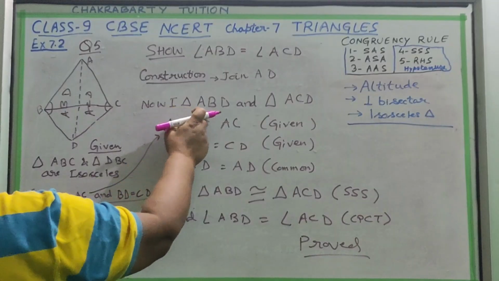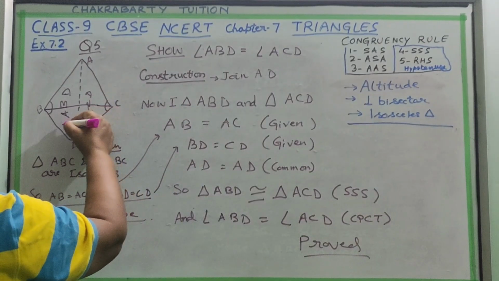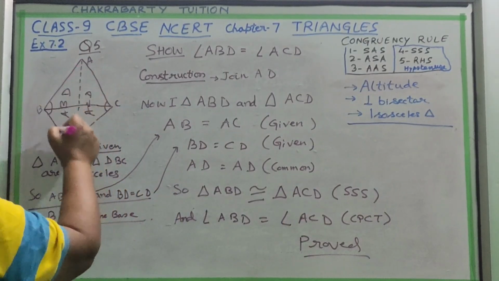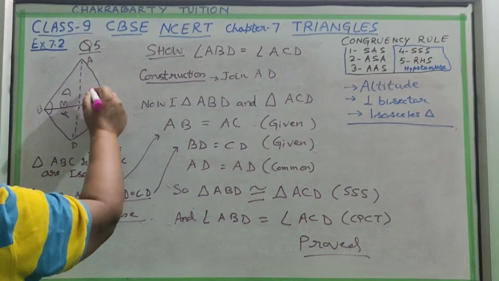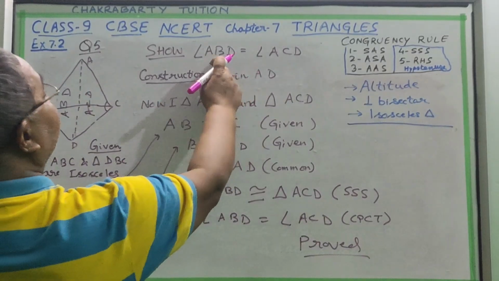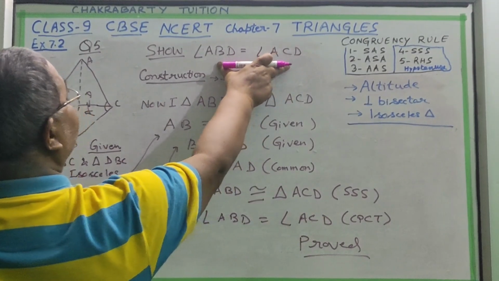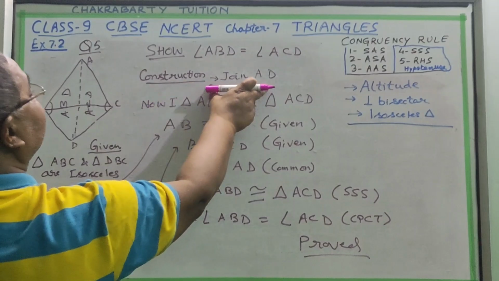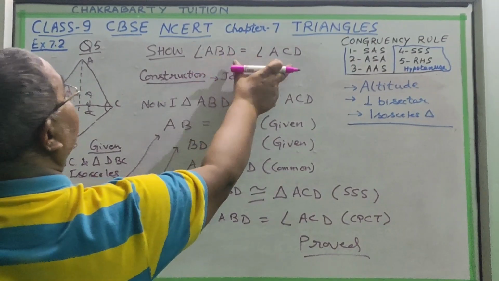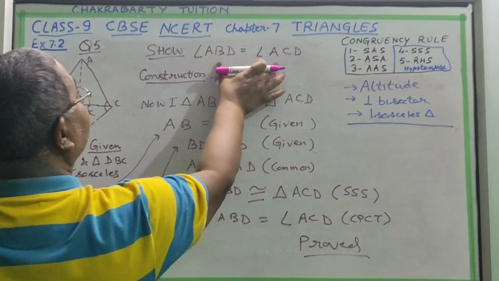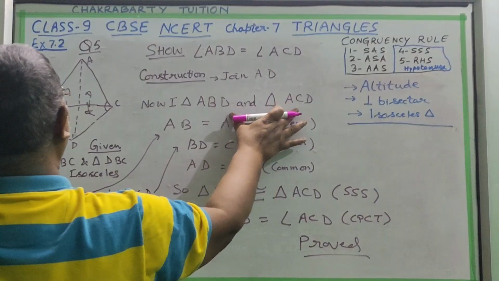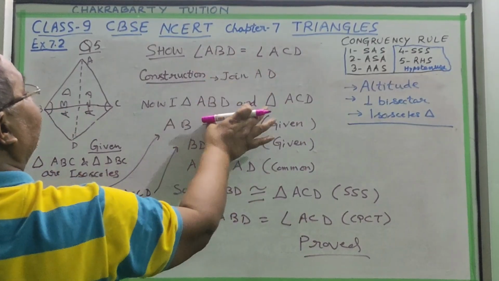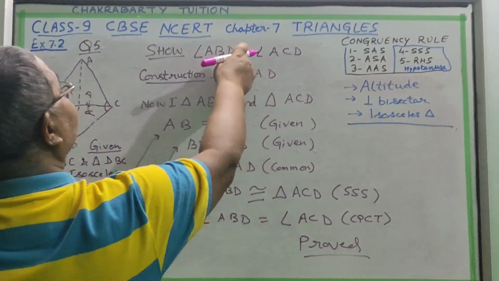Now here two triangles are there: ABD, one triangle is here, and ACD, one triangle is there. Because we have to prove this, that's why we have two triangles. Why is this here? Because we wanted to prove this line. So we have made two triangles, ABD and ACD. This will be easier for us, and from this we can prove.